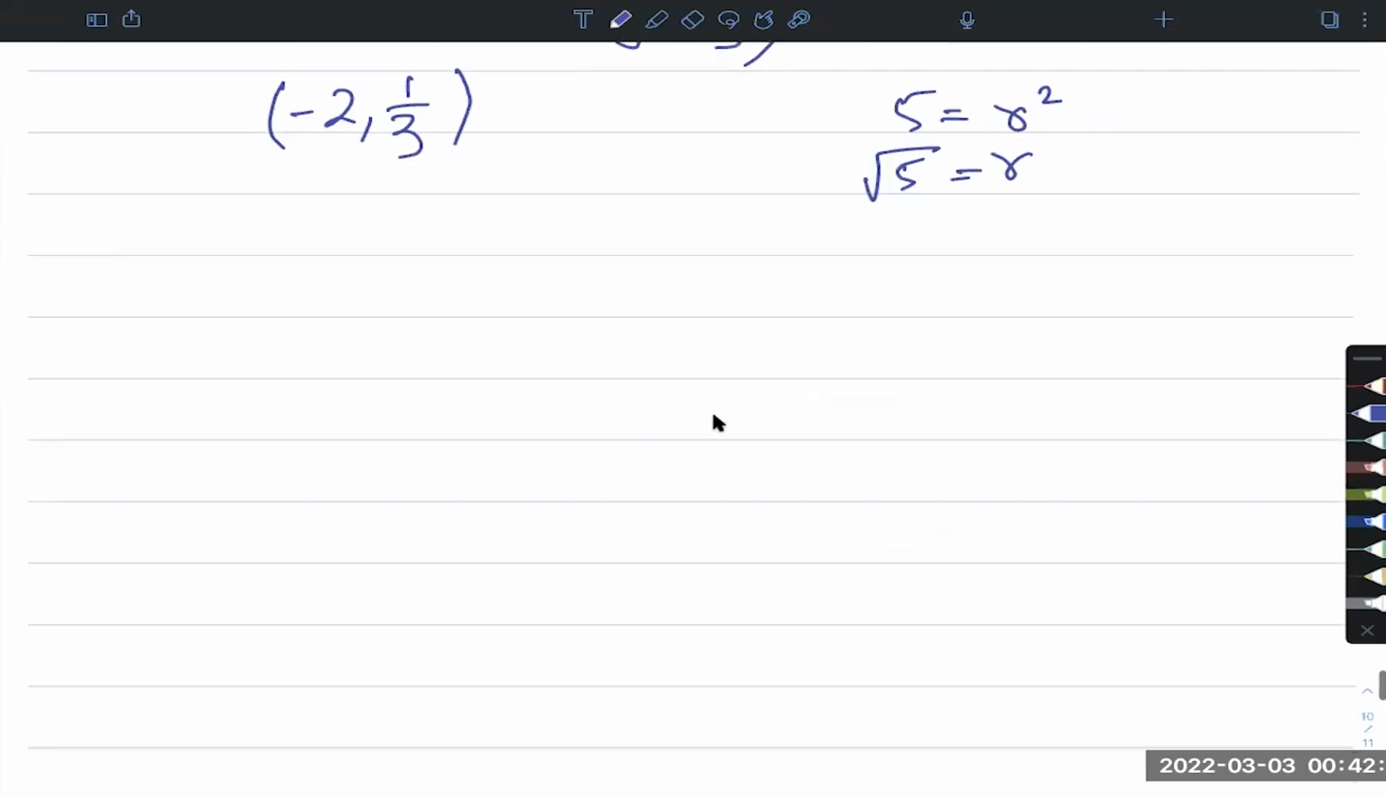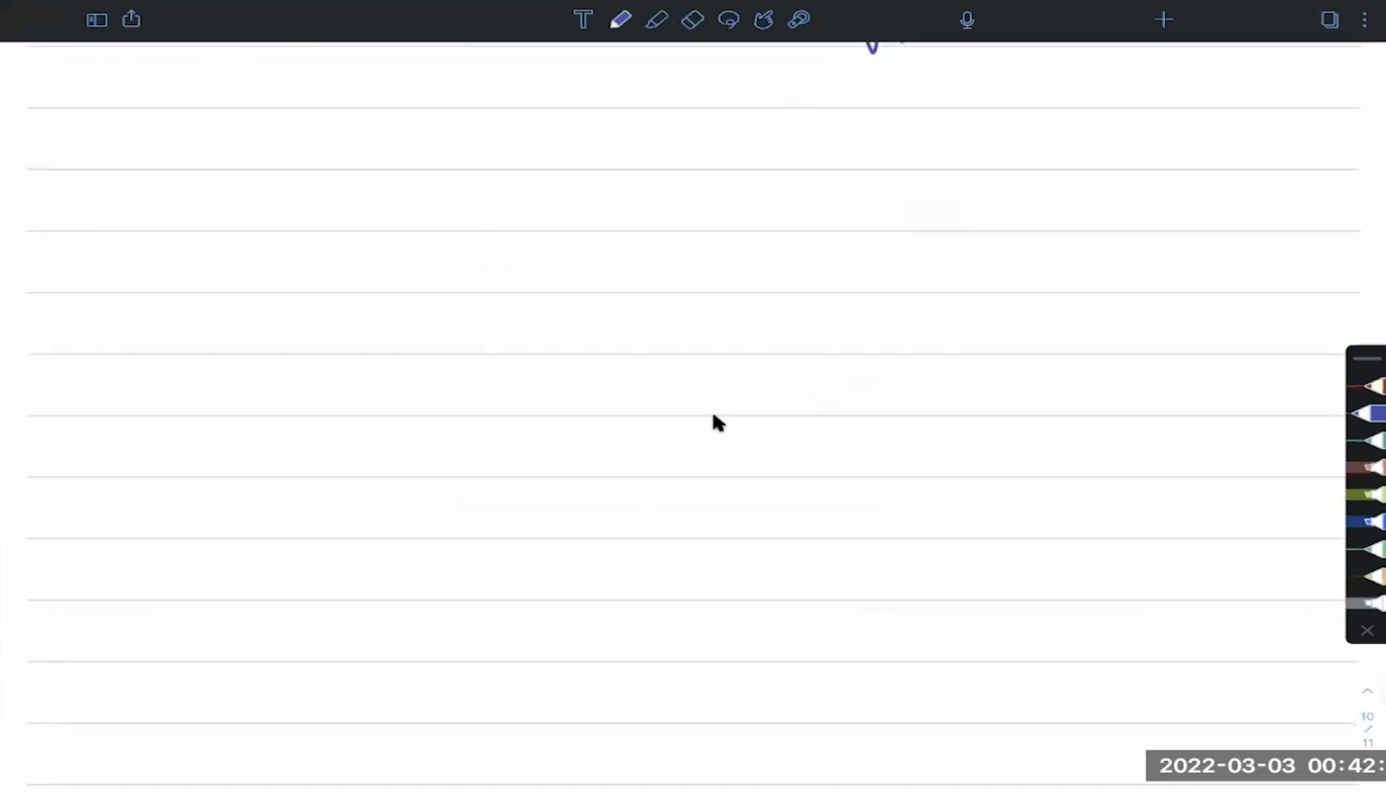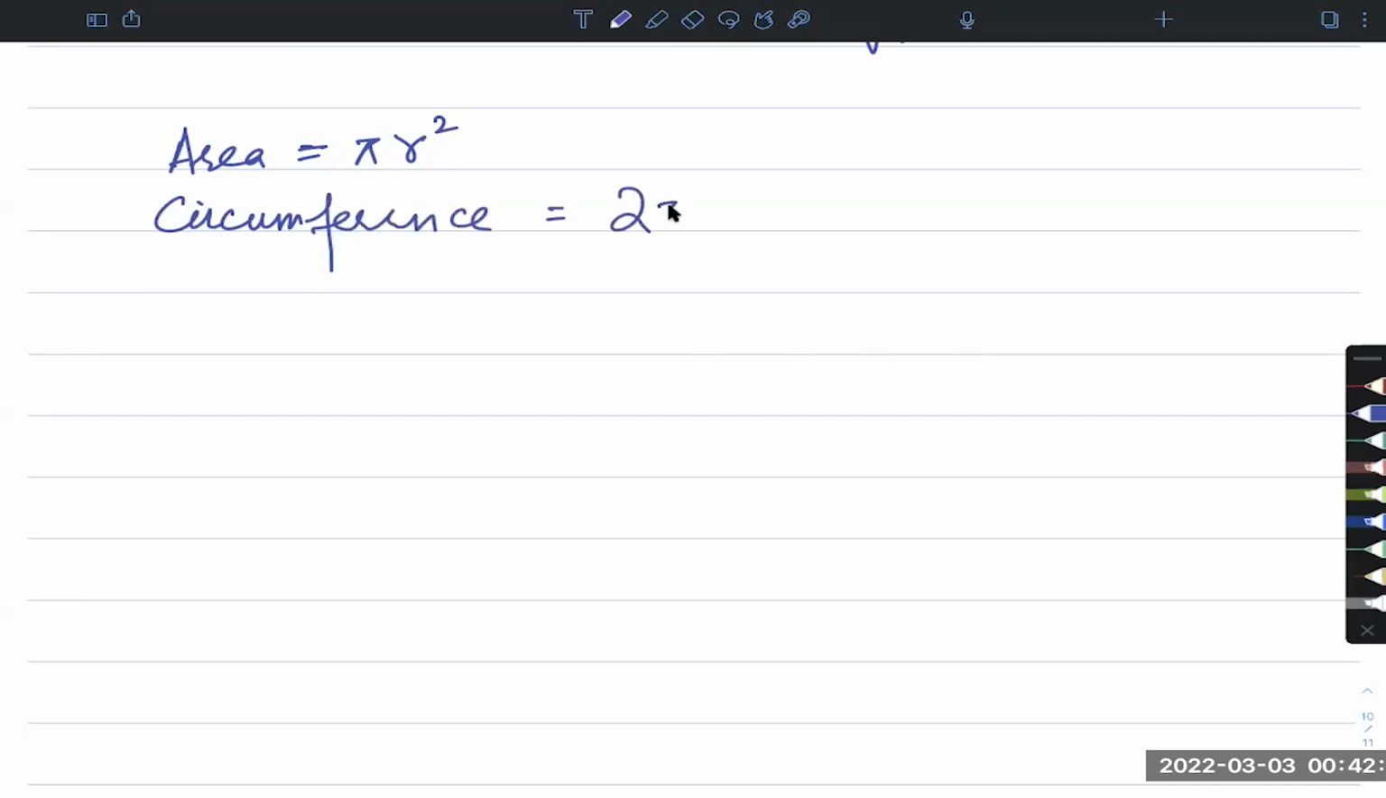अच्छा, कुछ formulas हैं सर्कल के जो आपको याद करने हैं. First formula is area is pi. Pi is obviously 3.142 usually ले लेते हैं, times r squared. Then we have circumference. Circumference is the outer boundary of a circle, and that is 2 pi multiplied by r.